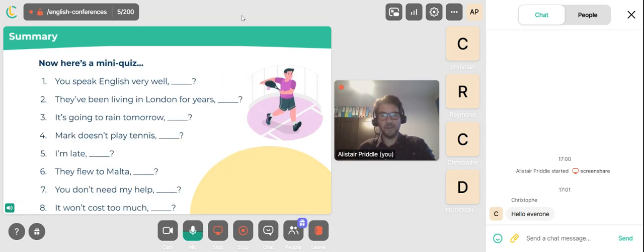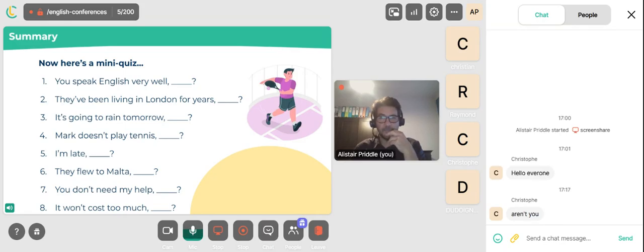Well, we have got a little mini quiz to do before we finish today. Okay, so this is a participation exercise for the chat. Okay, so we've got 8 sentences here. We want to add the tag question. So it's an opportunity for you guys to have a think. Okay, well, we've got some answers coming in already.